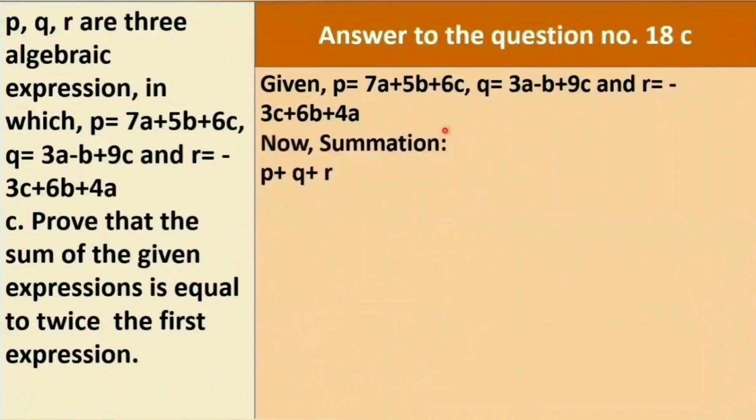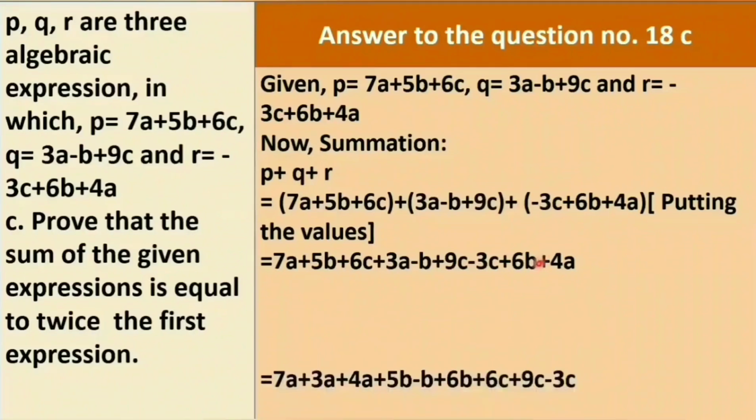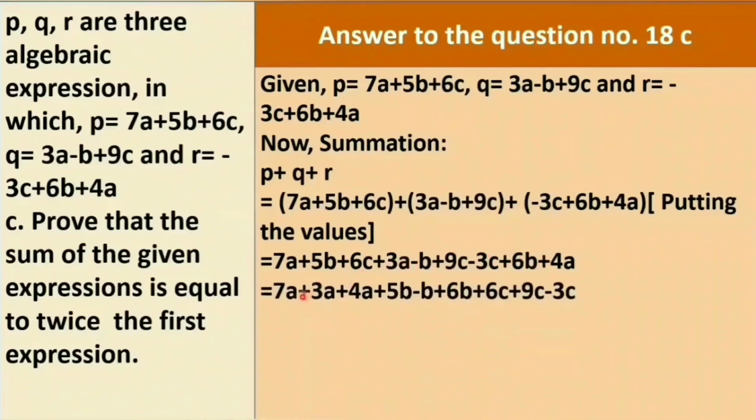Then you will do the summation of the three expressions, P plus Q plus R. So here we are putting the values of P, Q and R, and you have to write the side note as well, putting the values. In the next line, I'm removing the brackets. As there is a plus sign, there is no change of sign. Then we are rearranging the similar terms.